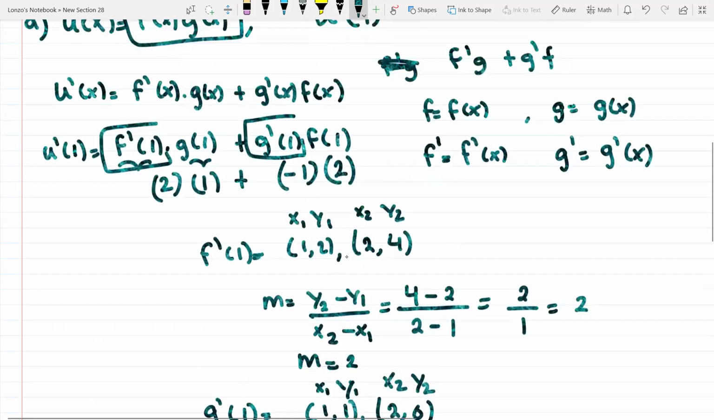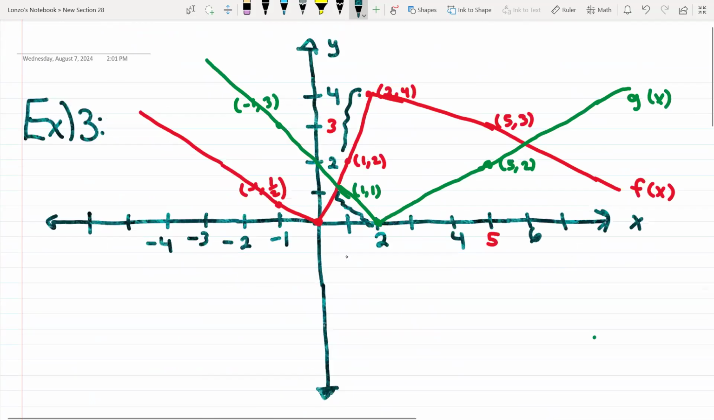Okay, so this is the last example of this section. And yeah, I'll stop here.